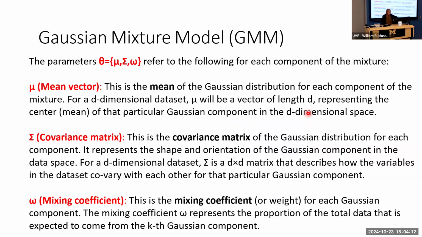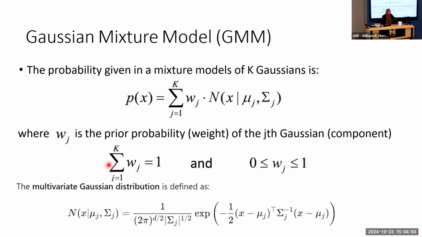Next, we have the omega, which is the mixing coefficient. It's like a weight. Like, for example, in CNN, you're going to say only weights, and here it's the mixing coefficient. It's a coefficient that you use to multiply, given each component, okay? The mixing coefficient represents the proportion of the total data that is expected to come from the kth Gaussian component. So we are going to come back and see, for this particular formula of the mixture models of the k Gaussians, what each element refers to.